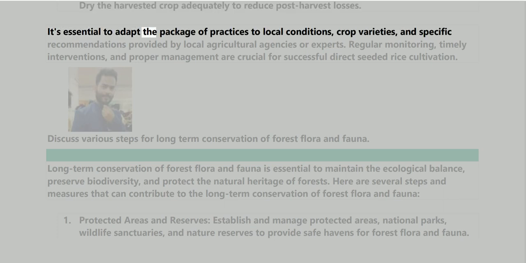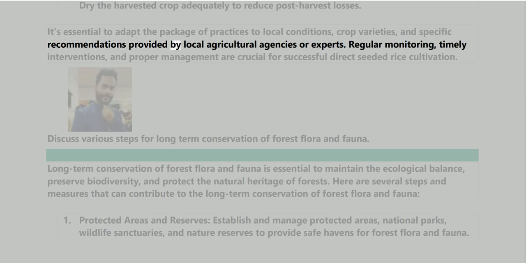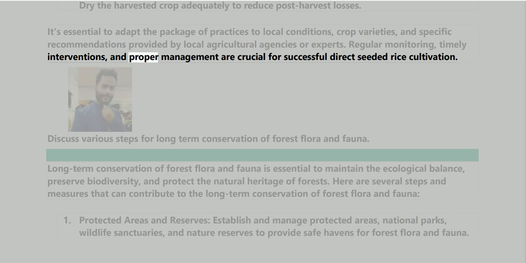It's essential to adapt the package of practices to local conditions, crop varieties, and specific recommendations provided by local agricultural agencies or experts. Regular monitoring, timely interventions, and proper management are crucial for successful direct seeded rice cultivation.